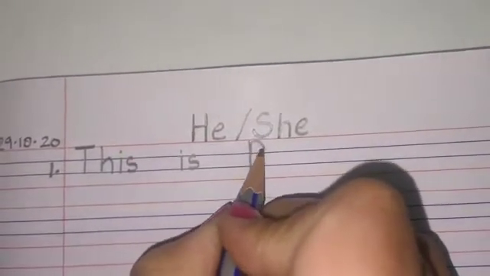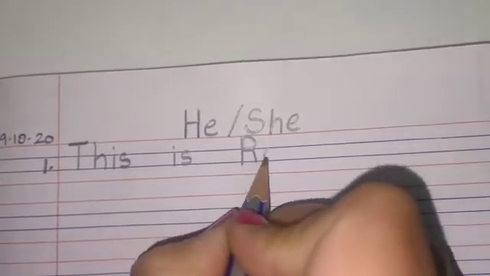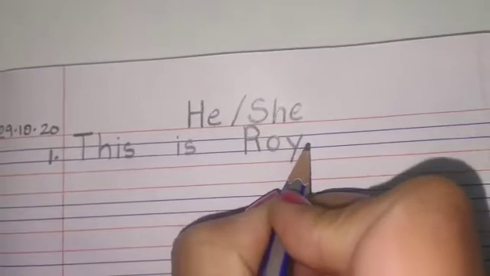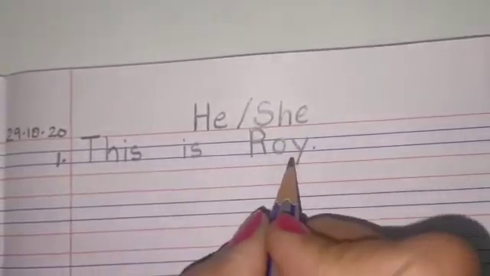So we will write capital T, H, I, S. This. Leaving 1-finger space, we will write small i, s, is, again 1-finger space, capital R, O, Y, and full stop. This is Roy.